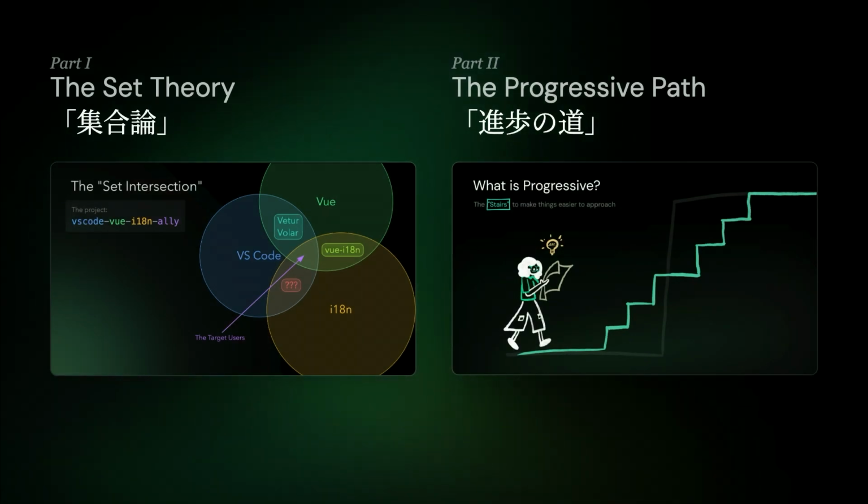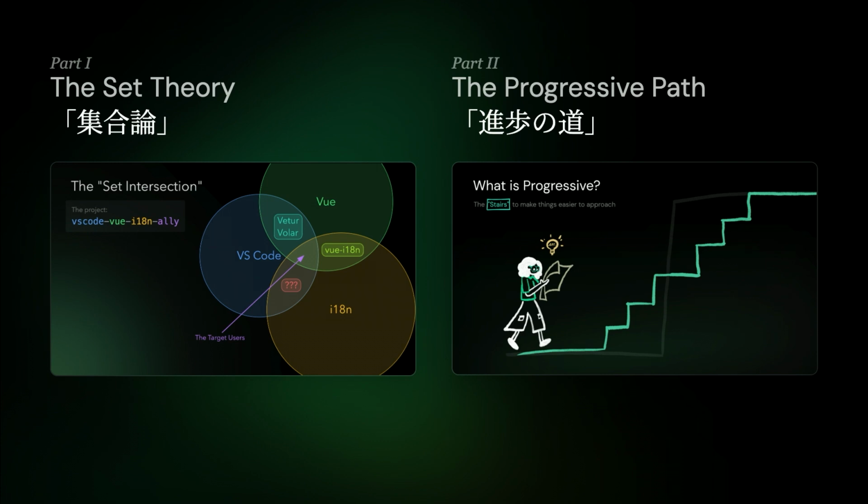So the series is about open source and consists of multiple parts. Part one is the set theory, which I gave last year, and the second one is called the progressive path. Maybe someday I can do it again in Japan. In the meantime, you can always find the slides and the recordings of my previous talks on my website. So back to our topic today.